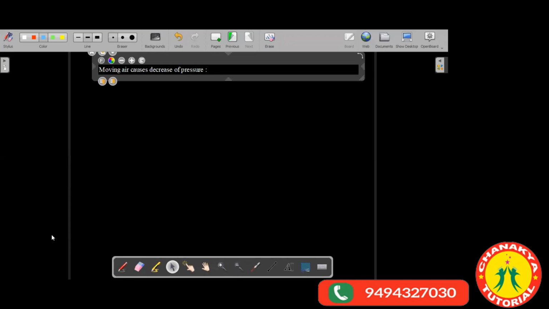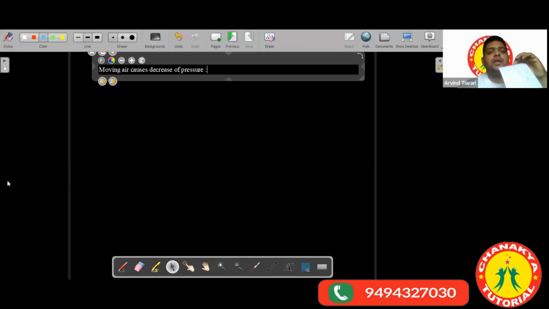Sir, I did, but then when I blew it above, it actually went down. It didn't come up. No, you are blowing the air below it. You just keep it below your mouth and blow the air, so the paper will straighten up. The paper has to be like this. You just blow the air, the paper comes here. Okay, anyways, you can try it out.